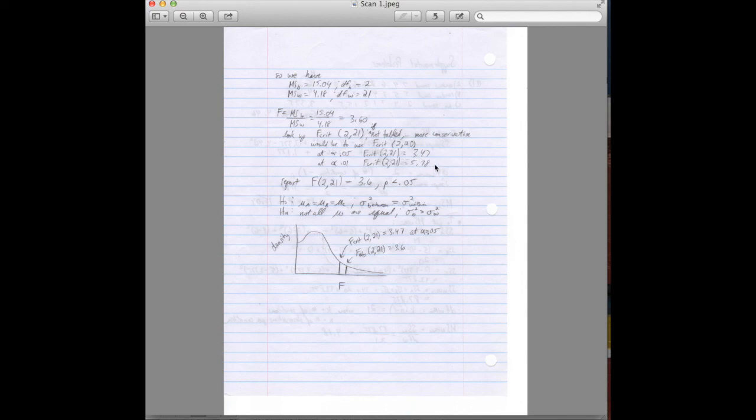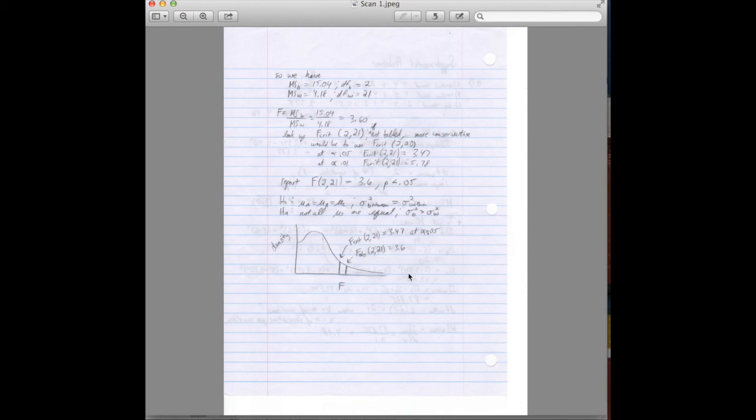not for 0.01. So therefore, when we do our reporting, we do it in this format, and we would write F(2, 21) is equal to 3.6. And keep in mind this is the F observed, not the F critical that you looked up in the table. And then you would follow that with p less than 0.05, since that's the alpha level that we found our F to be significant at.